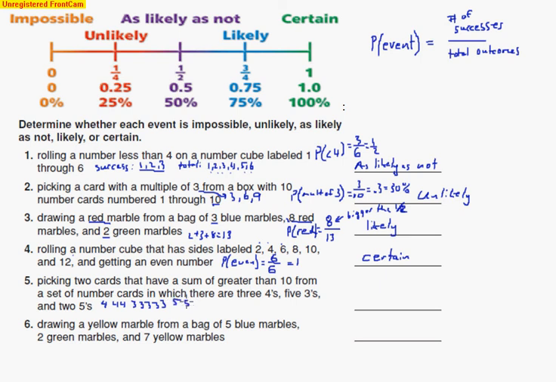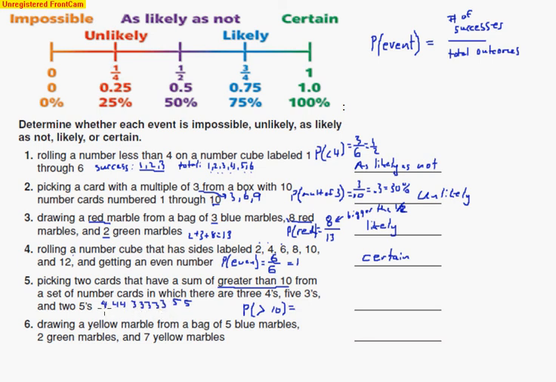So let's see what they want us to do again. These are the different cards we have. We want to pick 2 cards, so only 2 of them. And the sum has to be greater than 10. So we're looking for the probability of something greater than 10. And so what numbers could we add together to make something bigger than 10?